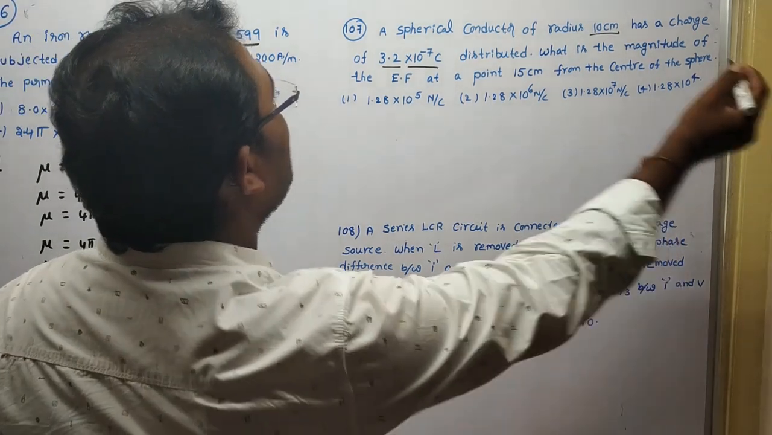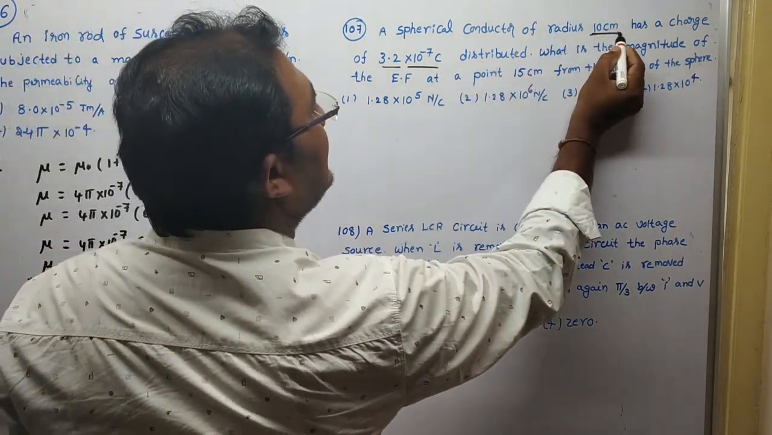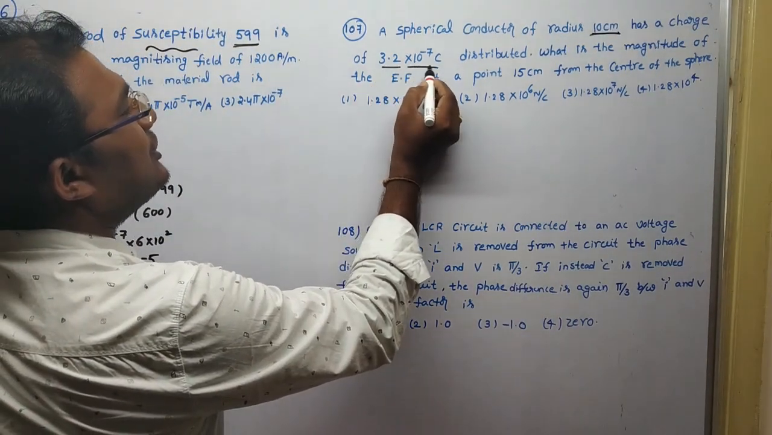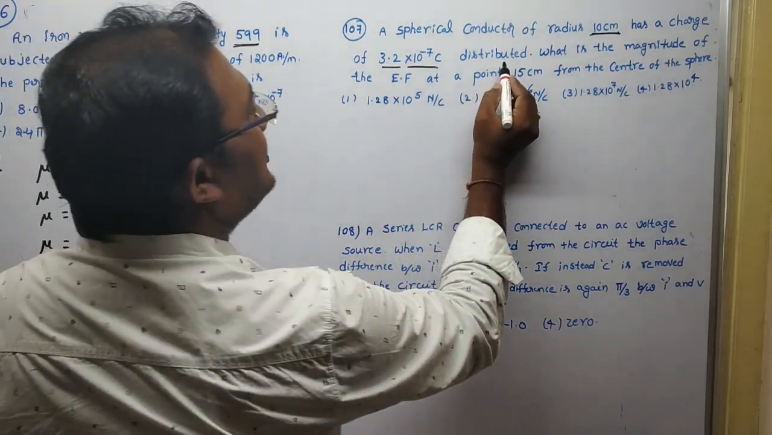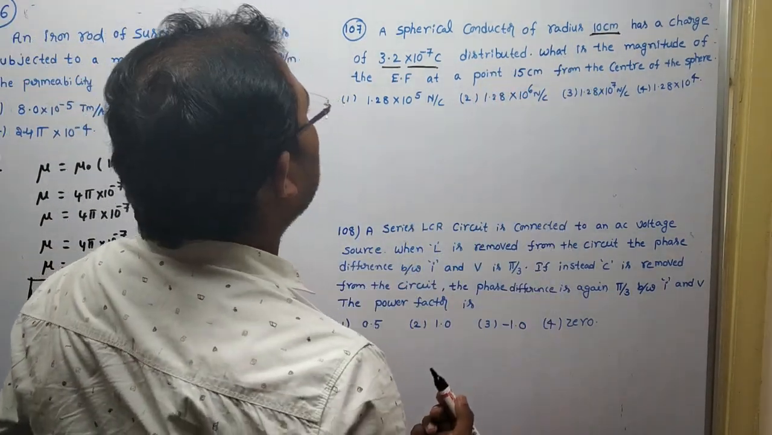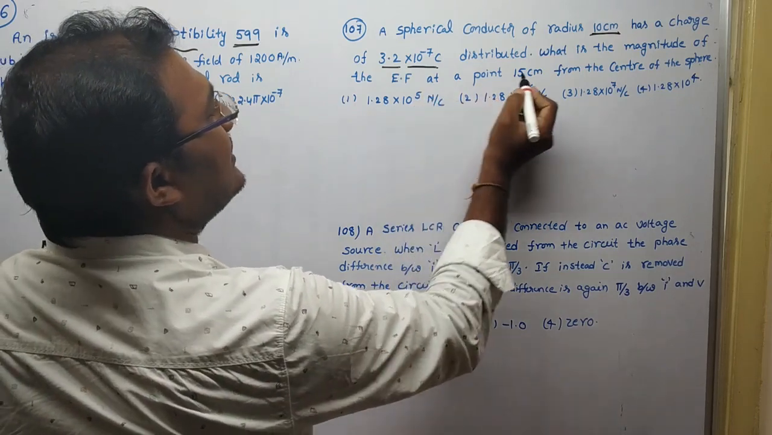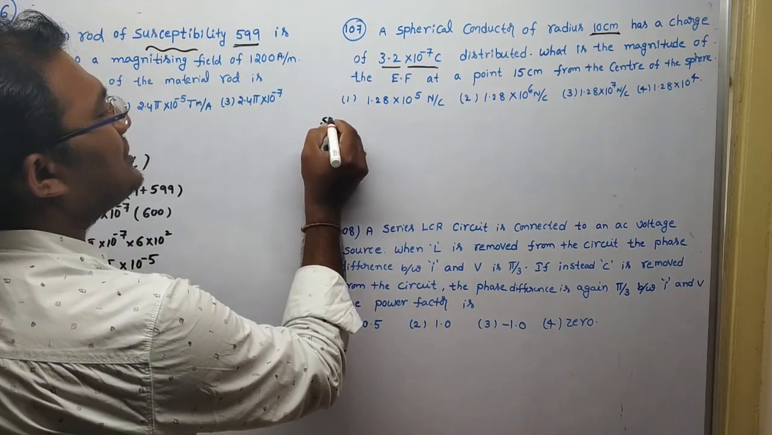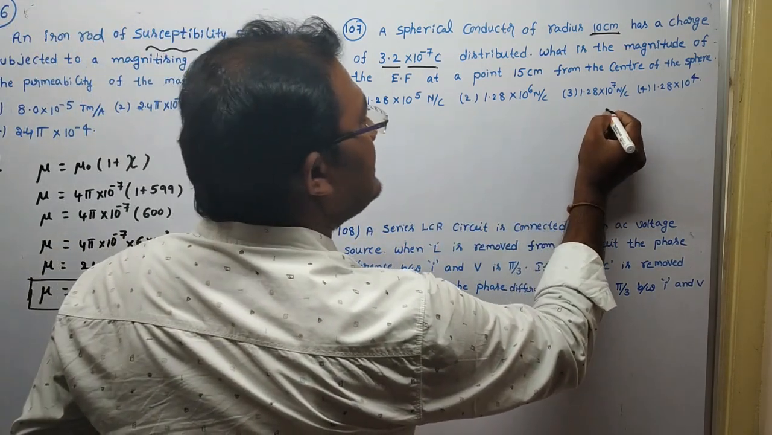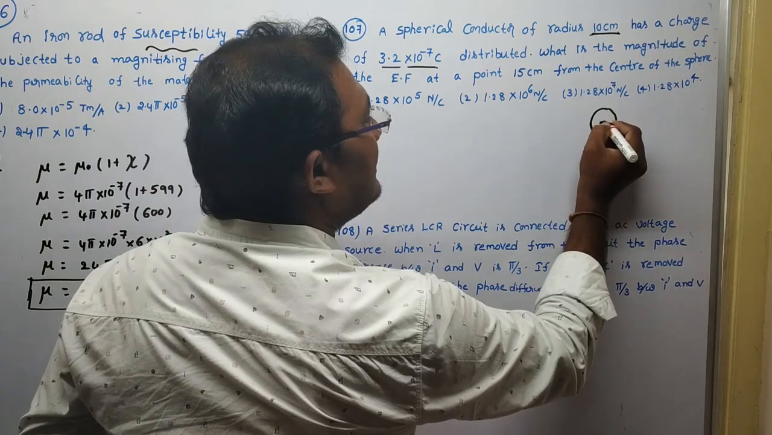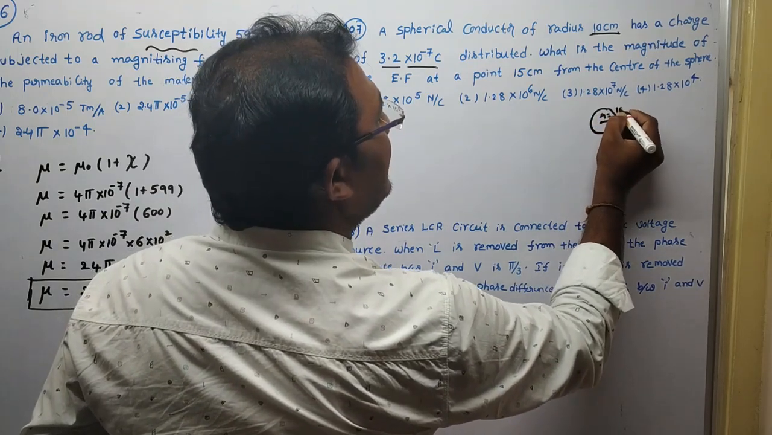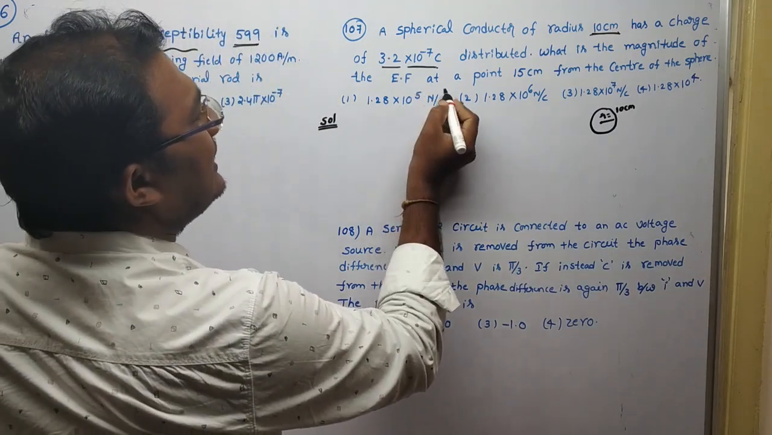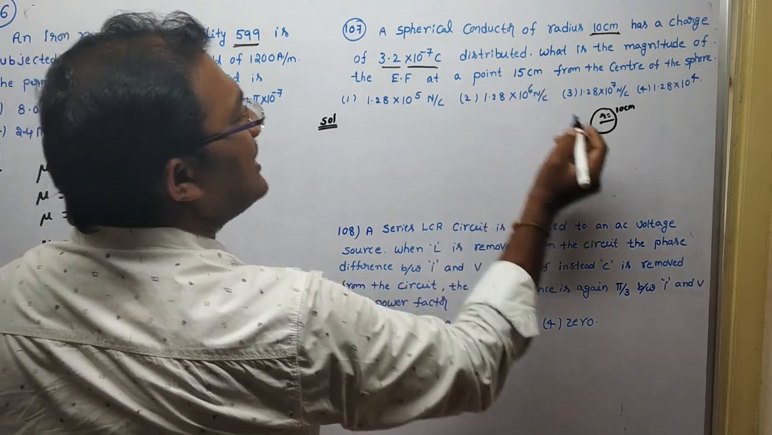The next one is a spherical conductor of radius 10 centimeters has a charge of 3.2 into 10 to the power of minus 7 coulombs distributed. What is the magnitude of the electric field at a point 15 centimeters from the center of the sphere? Solution. Consider a sphere having the radius r equal to 10 centimeters, and we have to calculate the electric field at a point 15 centimeters from the center.